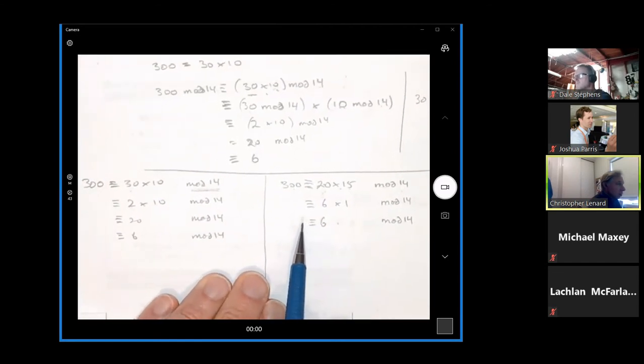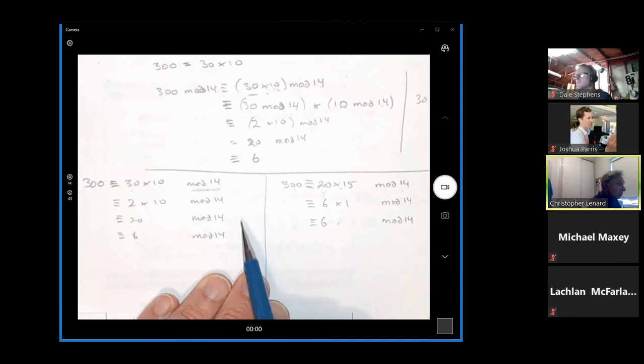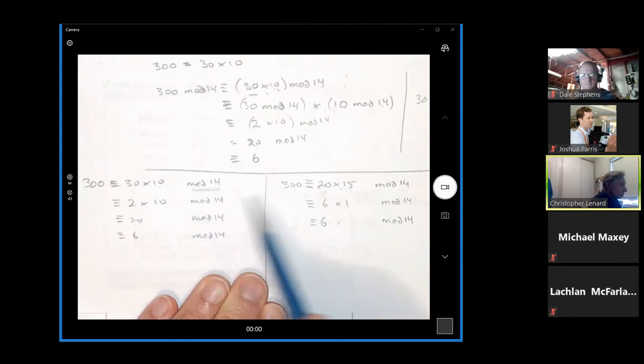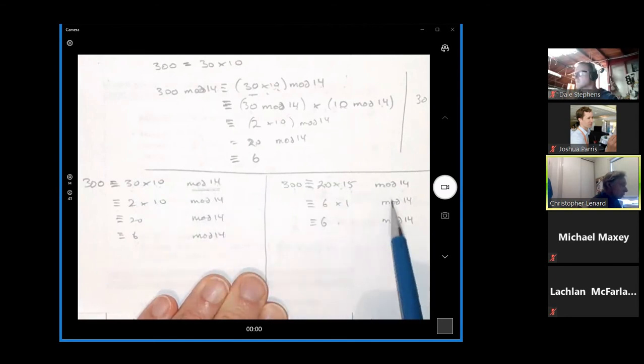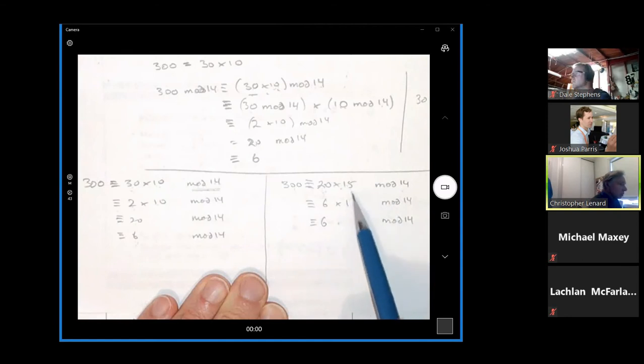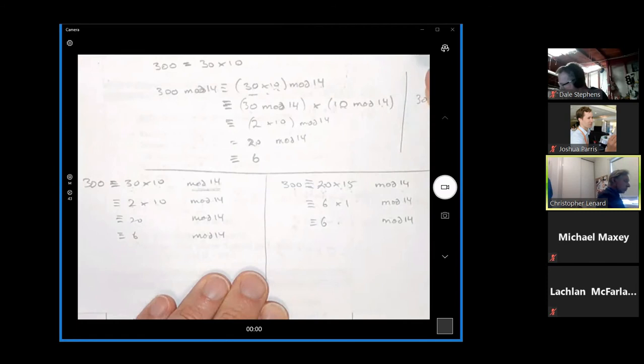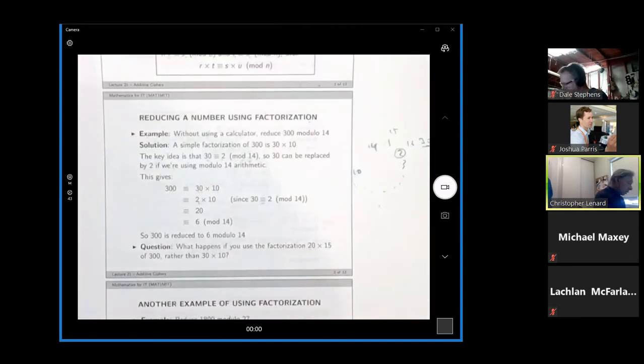So it's a really neat trick. And I think this way of setting it out is really, really helpful, because it just reminds us that 30 and 2 are actually equivalent in this system. 20 and 6 are equivalent. 15 and 1 are equivalent because they have the same remainders. The other thing you can see is 15 minus 1 is 14. 20 minus 6 is also a multiple of 14. Okay.